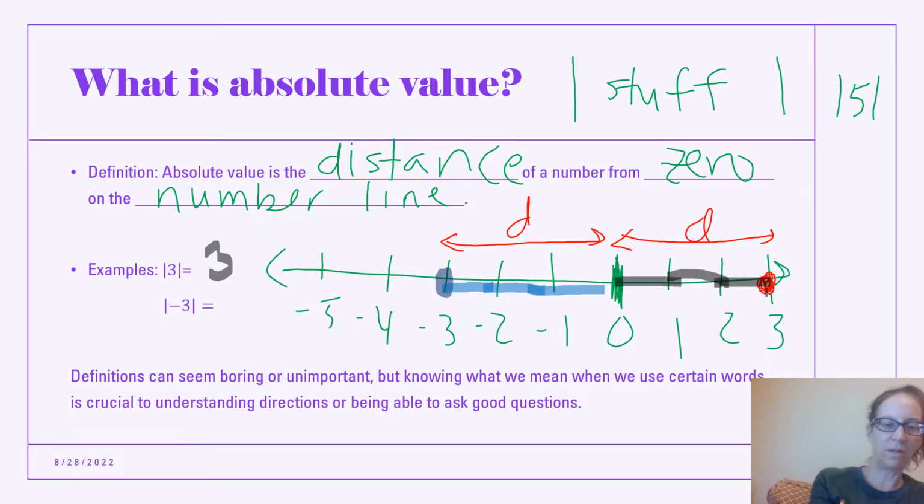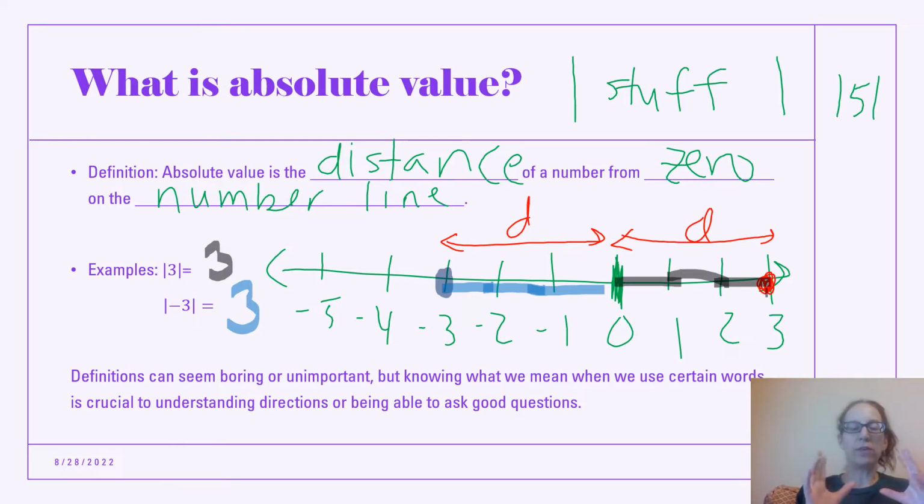Oops, didn't quite click on that. There we go. Okay, now it's important to note there that there are actually two numbers that have an absolute value of 3. That would be the 3 and the negative 3. Keep that in mind. That's going to become very important when we're dealing with the equations.